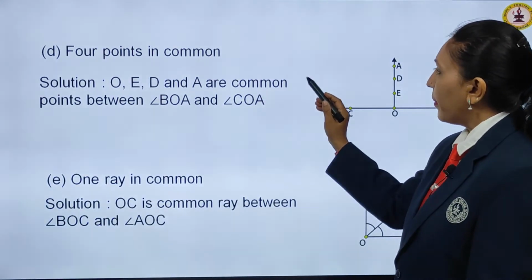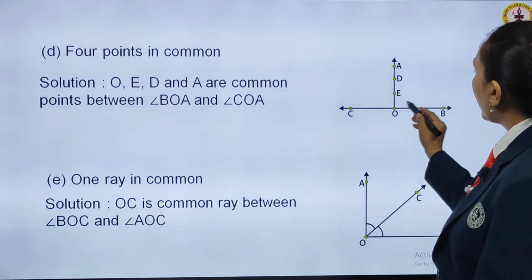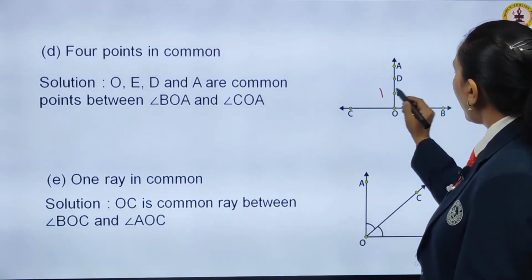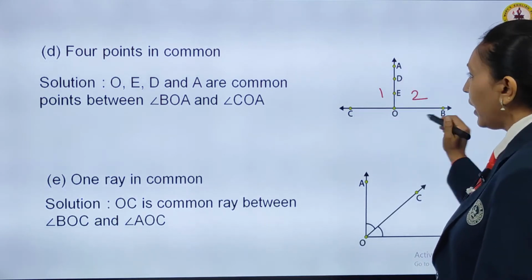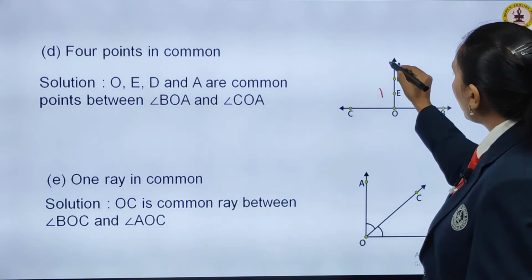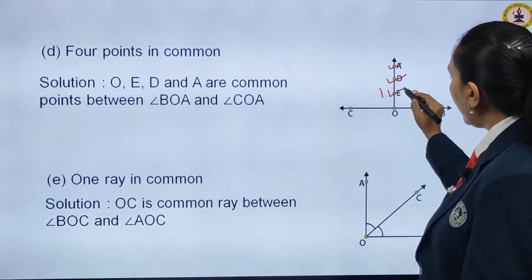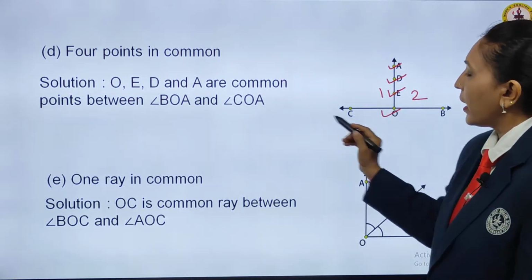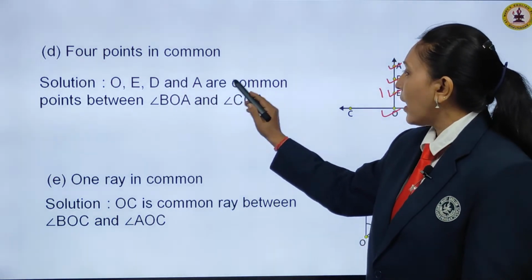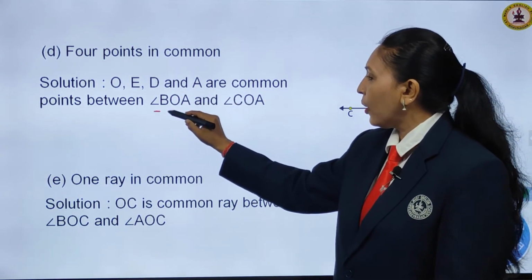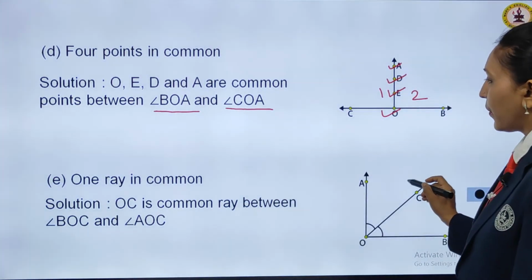Next children, four points in common. Now two angles such that they have four points in common. You can see here two angles, angle 1 here and angle 2 here. Angle AOC and angle AOB are the two angles here which have the four common points, point A, point D, point E and point O. So you can see here O, E, D and A are the common points between angle BOA and angle COA. So let us go for the next question.